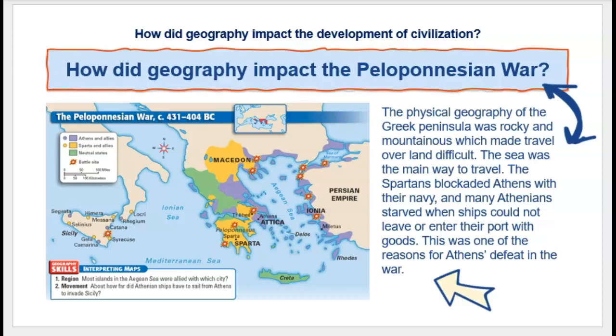Again, as you're thinking about these questions and thinking about these maps, use your own ideas as well to think of how geography impacted the development of civilization. Certain places thrived because of certain geographical features, and others did not because of those same geographical features.